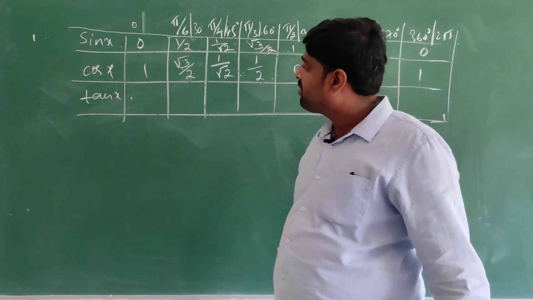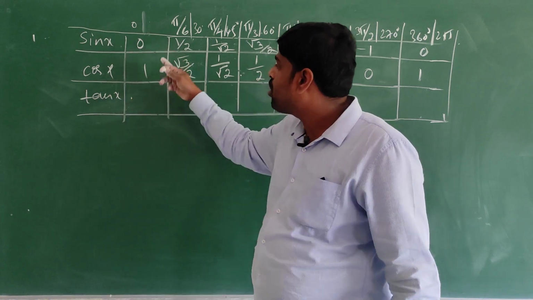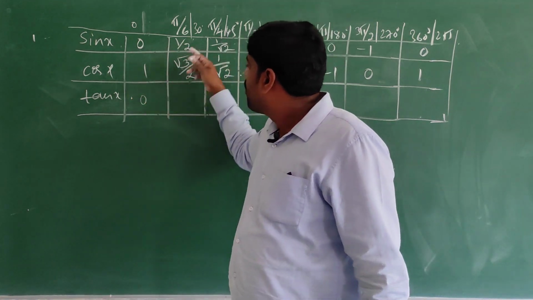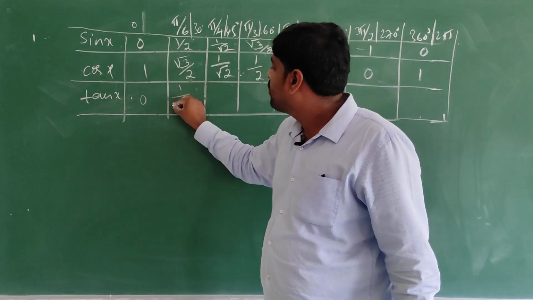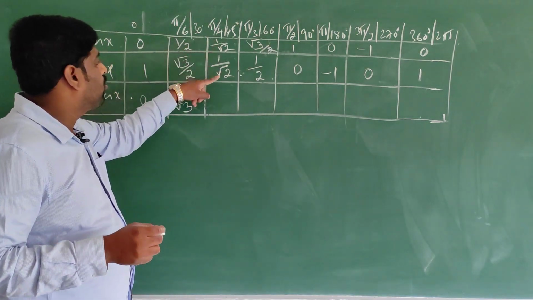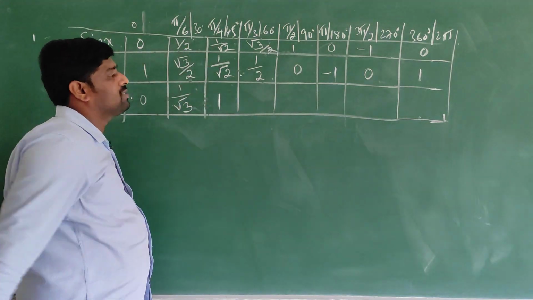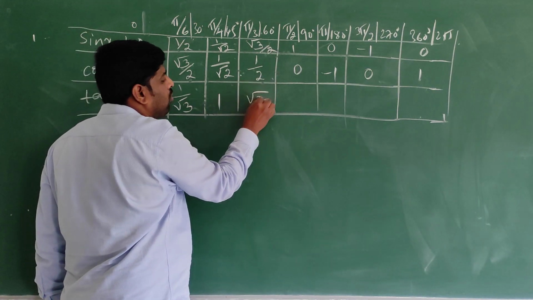Now come to tan. Tan is sin by cos. 0 by 1 is 0. 1 by 2 divided by root 3 by 2 can be written as 1 by root 3. And 1 by root 2 divided by 1 by root 2 is 1. And root 3 by 2 divided by 1 by 2 is root 3.